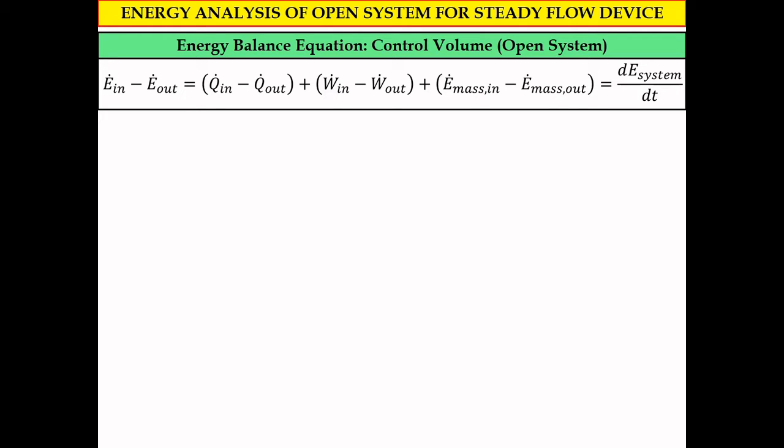So in terms of the energy balance equation, all the steady flow devices will use the energy balance equation that we have learned before for the open system. This is the general energy balance equation for the control volume system, or for the open system. As we learned before, when we consider the steady flow process, the term dE system over dt will be equal to 0 in the energy balance equation.